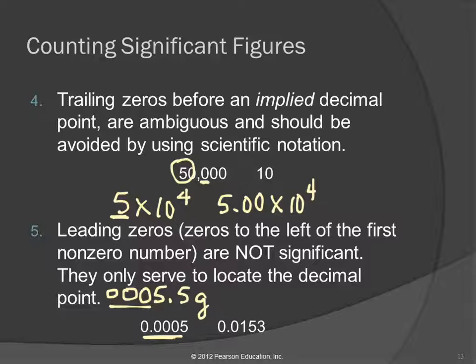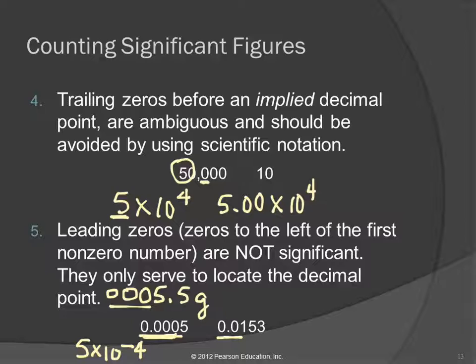What happens when we put that number in scientific notation? Leading zeros go away also. That becomes 5 times 10, 1, 2, 3, 4, to the minus 4. We don't need those zeros anymore. So these leading zeros are not counted. Over here, 0.0153, those leading zeros not counted.